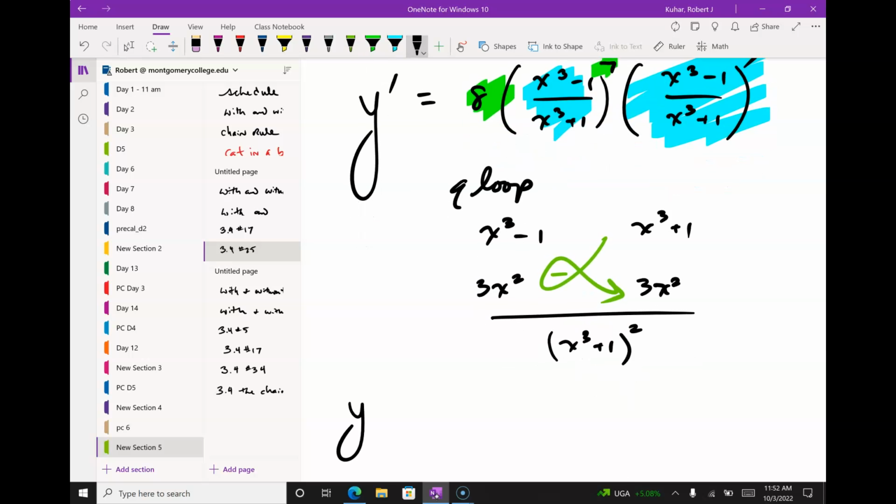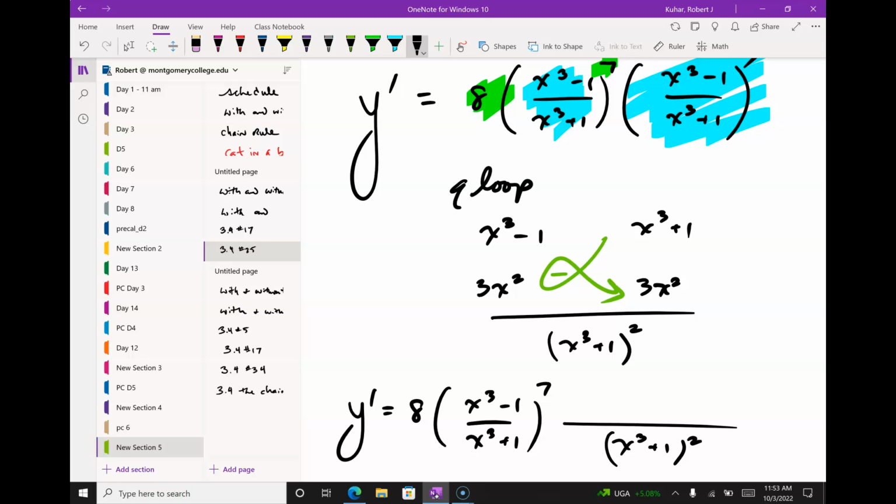So now you can see I'm going back to y prime. I still got 8 times the inside, but to the 7th power. And now I'm ready for my quotient rule. I know it's going to be x cubed plus 1 quantity squared downstairs. And then what do I have? 3x squared times x cubed plus 1 minus 3x squared times x cubed minus 1. Everybody with me?